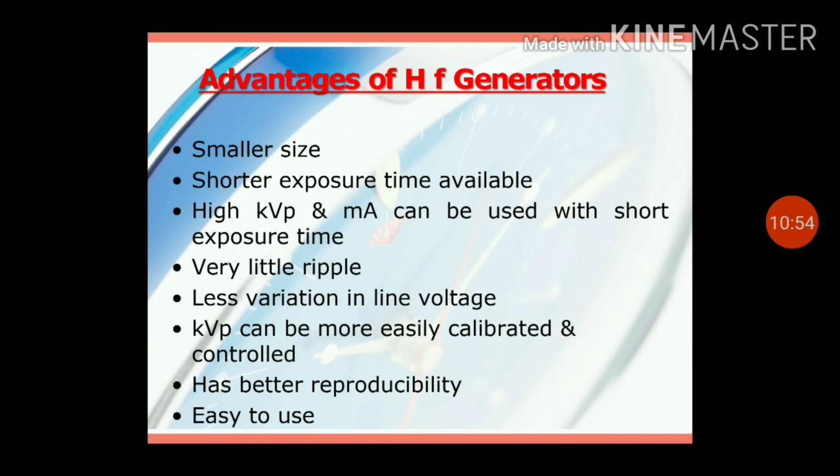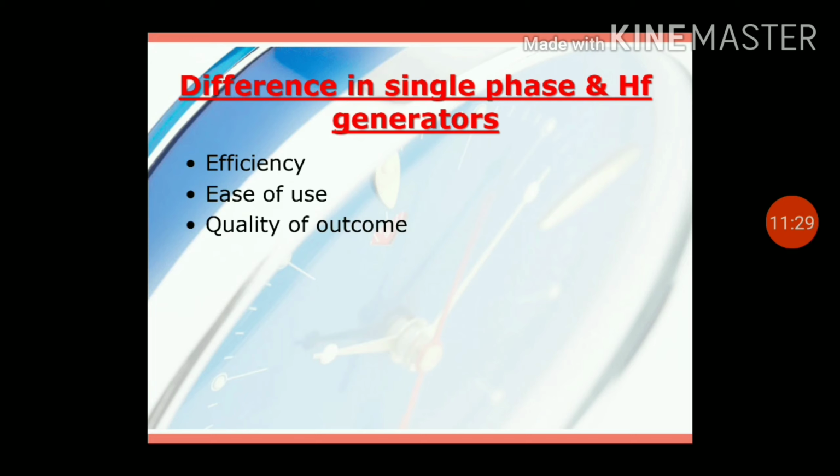Advantages of high frequency generators. They are smaller in size and give shorter exposure time. High kVp and mA can also be used with the short exposure time. They give very little ripple, almost 1% rippling, and there is less variation in line voltage. They can be more easily calibrated and controlled, and give better reproducibility and are easy to use.